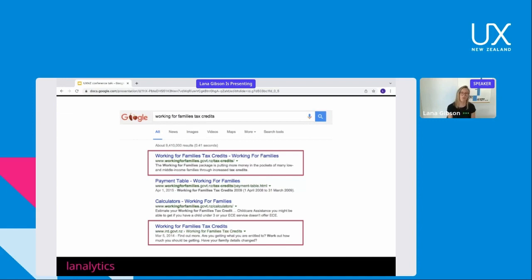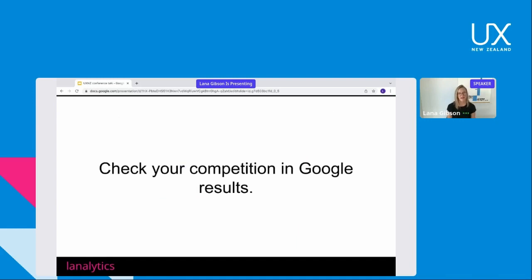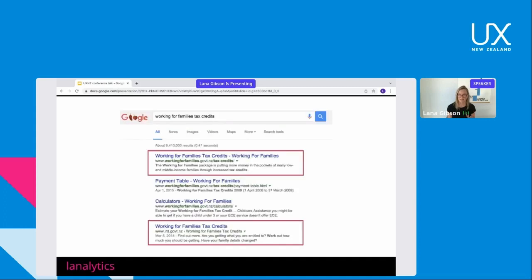So, for example, working for families tax credits, we've got a Working for Families result at the top, and we've got an Inland Revenue result further down. They look really similar. So, again, it's probably not new, but check your competition in Google results. With this example, we were able to show with Hitwise data that this was a problem, that people are actually going into the Working for Families website and having to click through to Inland Revenue. So it was a really confusing user journey to get what they needed.